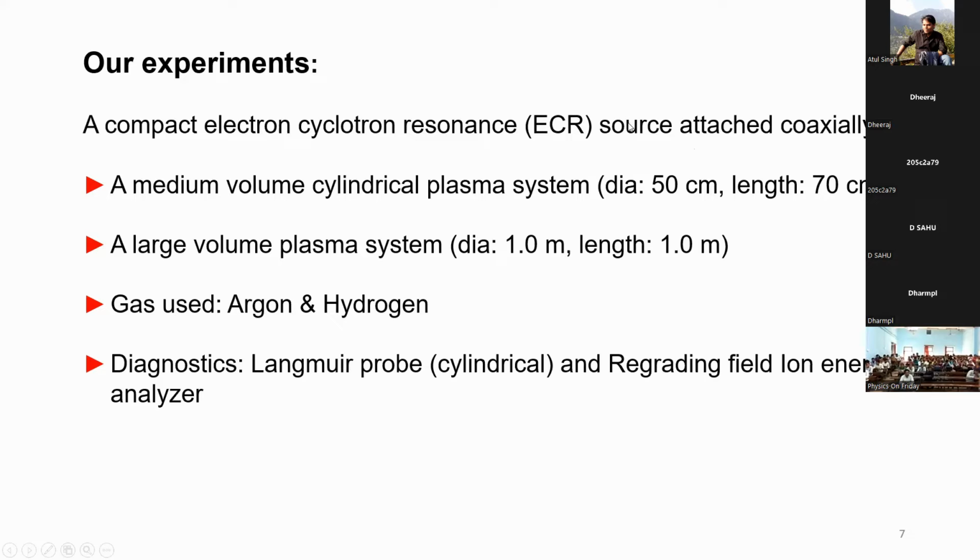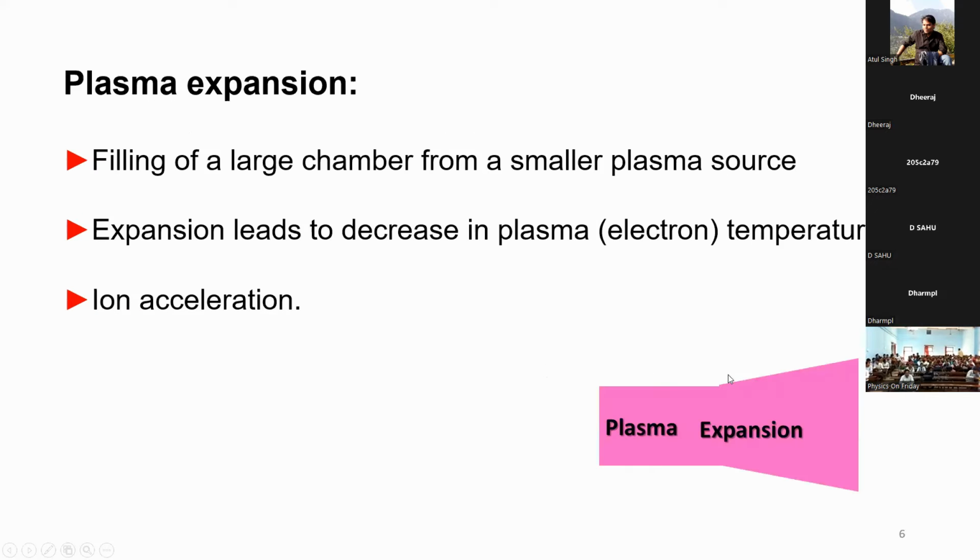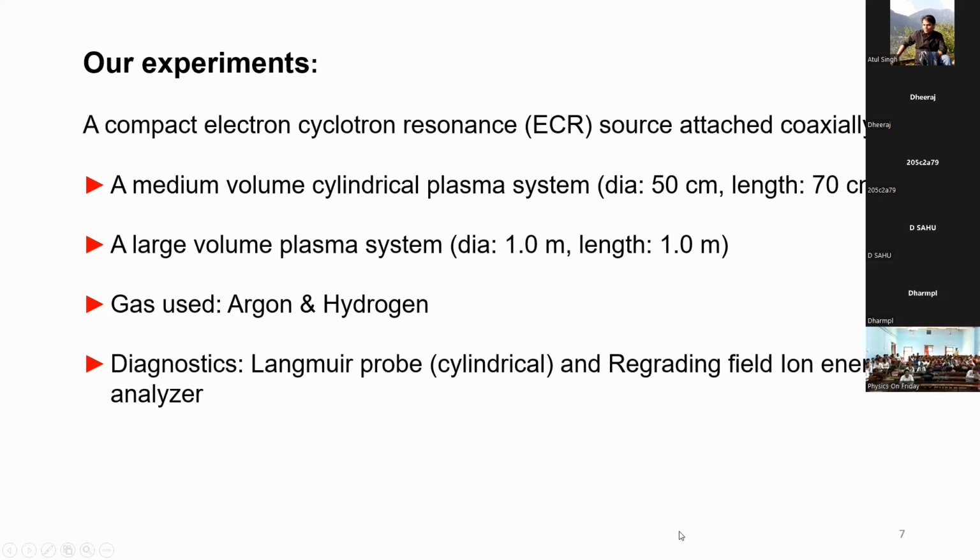The diameter of the source is around 9 centimeter and the length is around 15 centimeter. And the expansion chamber, for expanding the plasma, we have used two expansion chambers. One is a cylindrical system with diameter 50 centimeter and length 70 centimeter. Another is a very large system, 1 meter in length, so it is almost double in diameter.